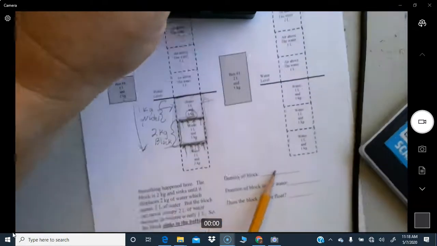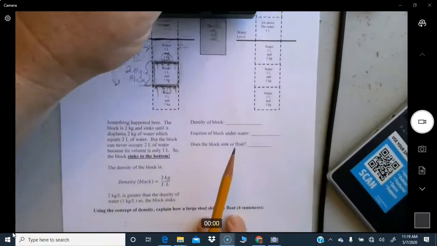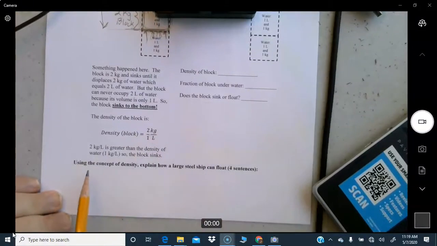You do this problem over here. Density of block, fraction of block underwater, does a block float or sink? And then I want you to answer this question. It's a question I asked at the beginning and I never gave you an answer. I want you to think about it. Using the concept of density, think of the density of steel and the density of air. Explain how a large steel ship can float. Just give that about 4 sentences. You don't have to use any numbers or calculations. Just explain in concept how a large steel ship can float.